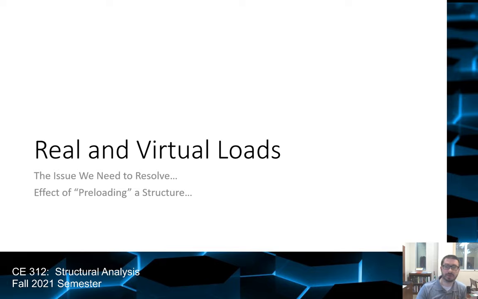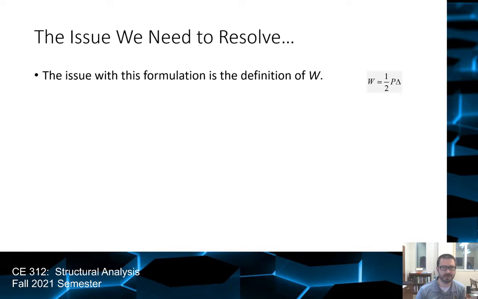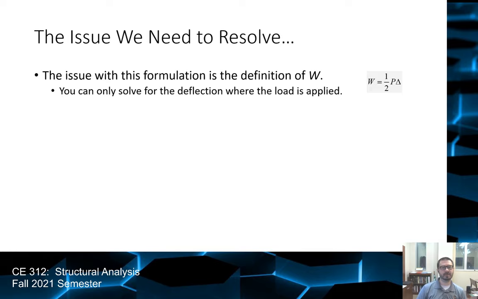So in order to resolve this issue, we're going to introduce a concept of a virtual load. But let's talk about the issue that we need to resolve. The issue is the formulation of 1/2 P delta, okay? So you can compute the stored energy in each member and set that equal to this and solve for delta. But the problem is you can only solve for deflection where the load is applied because the work is 1/2 P delta, and so the work is a function of the load and where it's applied. So you wouldn't be able to solve for the deflection anywhere else in the truss.